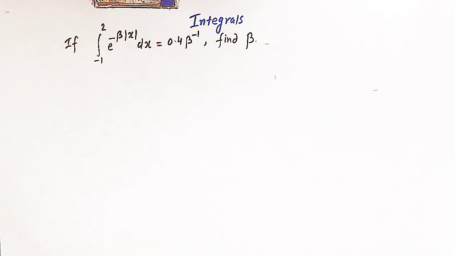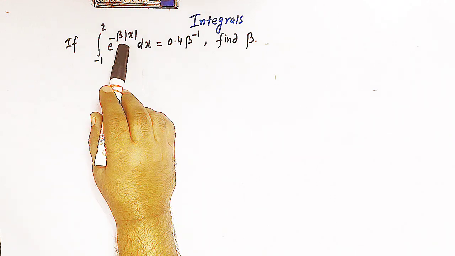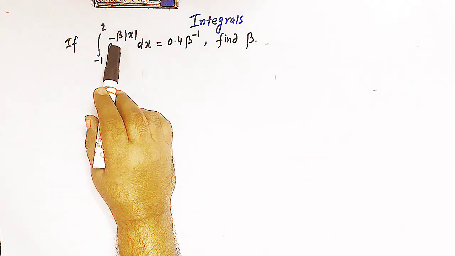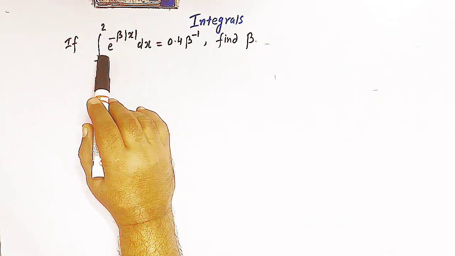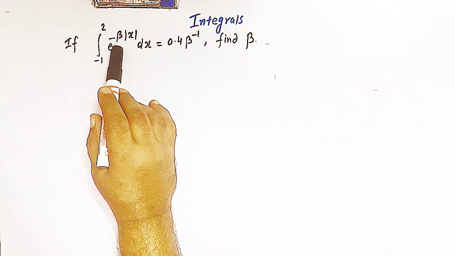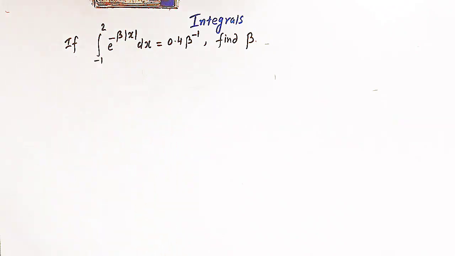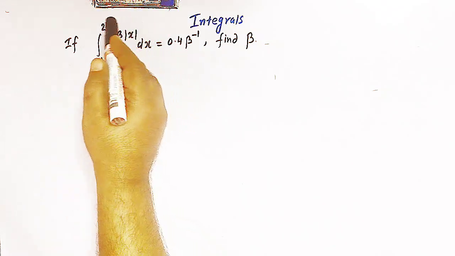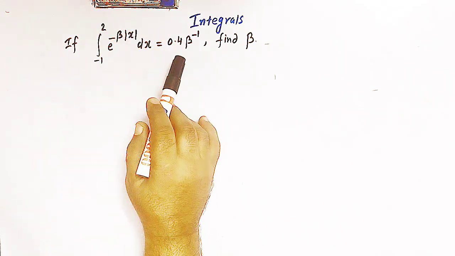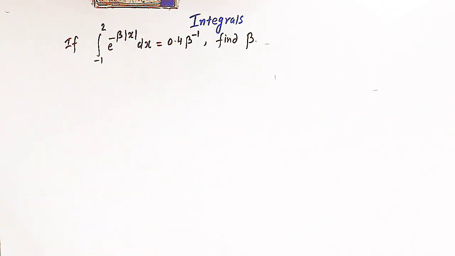So here we are given a mod function in the power of this exponential number, that is e raised to minus beta times mod of x. So let us see how we can solve this integral, and then we can equate these two quantities to get the value of beta.